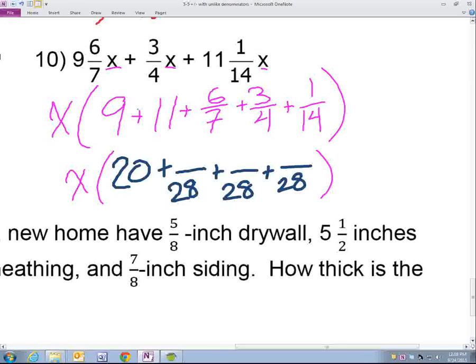What am I multiplying 4 by to get 28? 7. So I need to multiply 3 by 7 as well. 3 times 7 is 21. I'm multiplying 14 by 2, so I need to multiply 1 by 2. I'm multiplying 7 times 4, which means I have to multiply 6 times 4. Yay, common denominators.